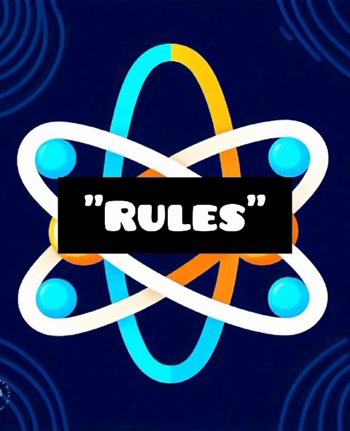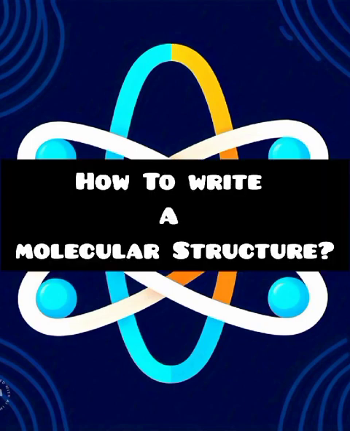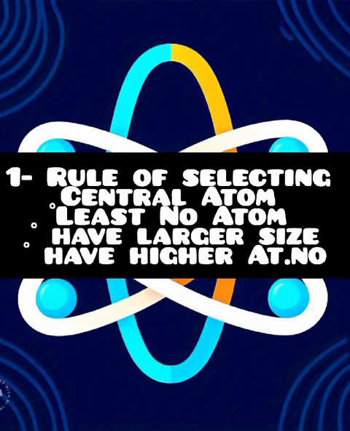There are some rules which we can follow to write a molecular structure. First of all, the rule for selecting the central atom. The atom which is least in number in that molecule must be written in the center. Second, it has a much larger size. Third, its atomic number is higher. Some elements like hydrogen and fluorine can never be the central atom. They are arranged at the sides. Other than these, oxygen, sulfur, nitrogen, phosphorus, and carbon are the elements that can be central atoms.